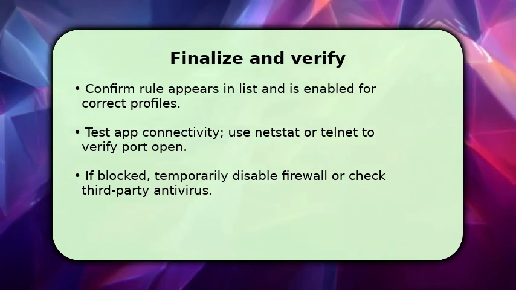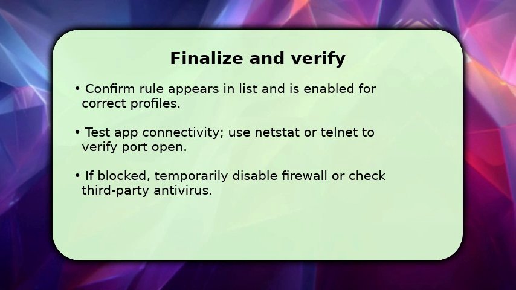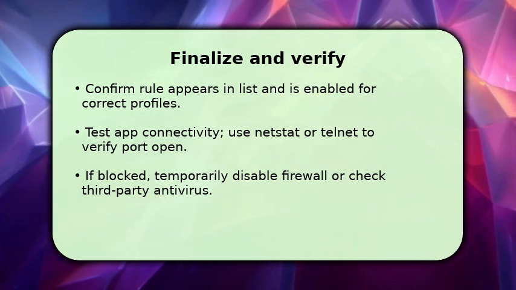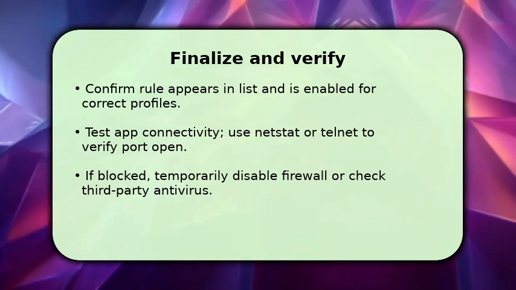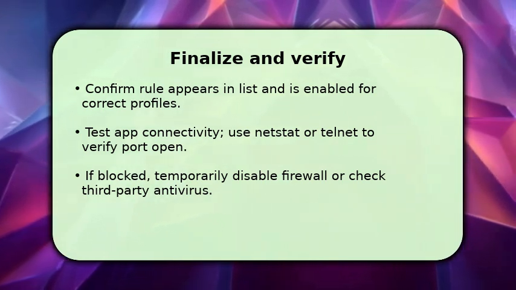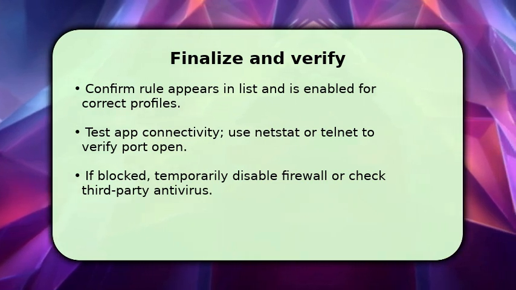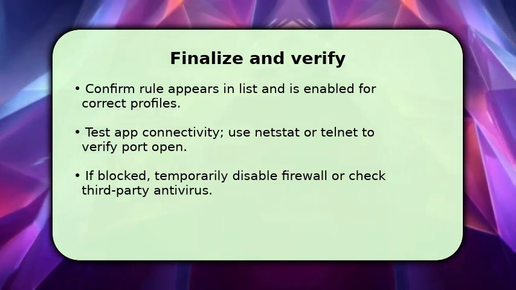If the app still seems blocked, make sure no third-party antivirus or router firewall is interfering. You can temporarily disable Windows Firewall to isolate the issue. As a troubleshooting tip, check rule priority and remove duplicate rules that might deny the same traffic.